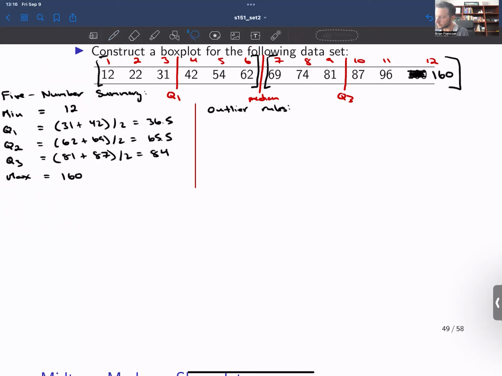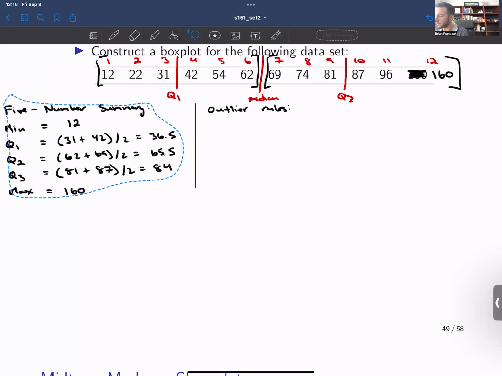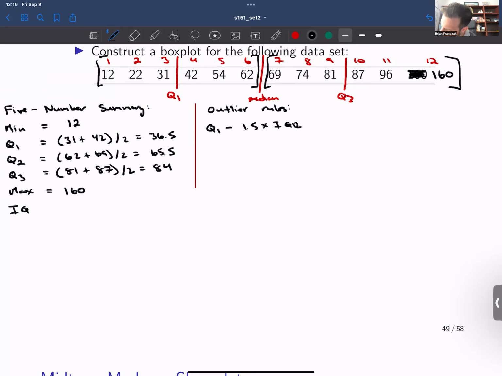All right, so to determine if outliers are present in the data set, we have two rules. One rule for the lower half and one rule for the upper half. In the lower half, we take Q1 and we subtract 1.5 multiplied by the IQR. Okay, so this means that we have to compute the IQR. So the IQR is simply the difference between Q3 and Q1. Okay, so that's going to be 84 minus 36.5, which is equal to 47.5.